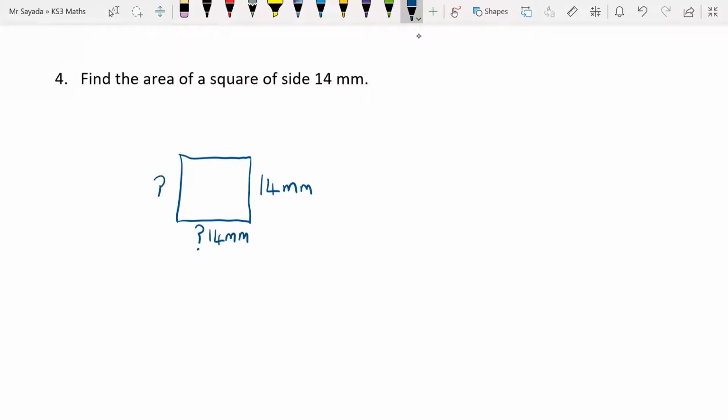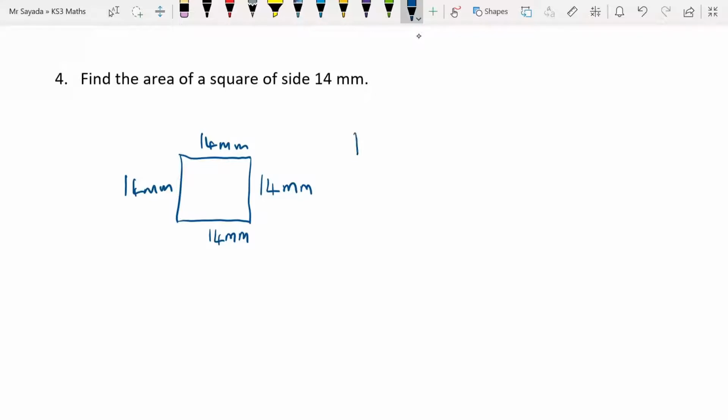What about this side and this side? What are their lengths? Say your answer to the video now. You should have also said that those sides are 14 millimeters as well, because this is a square, and a square has all sides the same length. So 14 millimeters and 14 millimeters. So how do you find the area of this square? Say your answer to the video now.